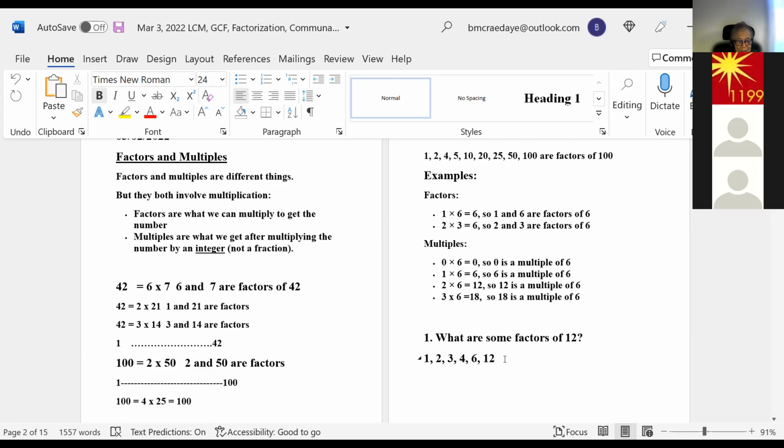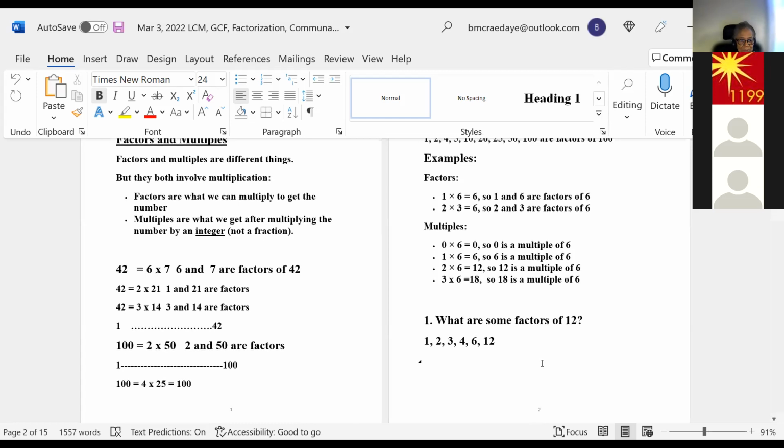Because each of these numbers multiplies by another number to give you 12. 6 times 2 is 12. 4 times 3 is 12. All right. So some of the factors are 1, 2, 3, 4, 6, and 12.